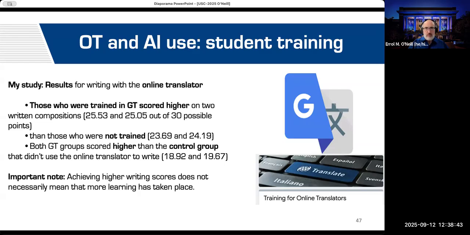It is important to note that just because they got a higher composition score as rated by independent raters, that does not necessarily mean long-term learning. But as I mentioned earlier, some studies have been coming out showing that online translators can help with online learning, although there are more studies still investigating it.